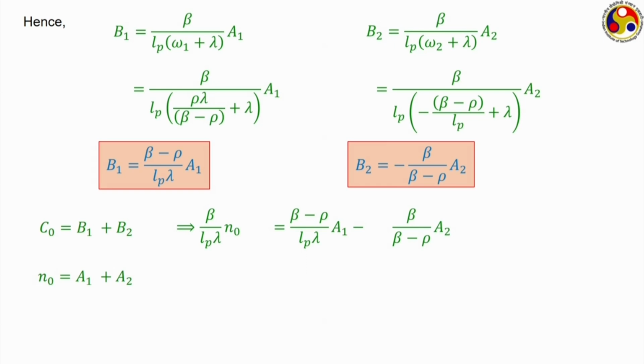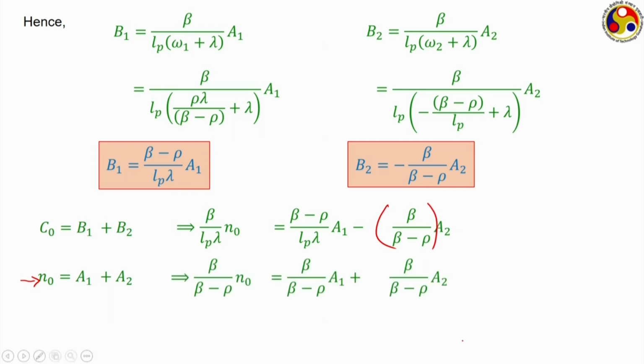So, let us multiply this equation of N naught is equal to A1 plus A2 with this particular factor. Then we have beta upon beta minus rho into N naught equal to beta by beta minus rho into A1 plus beta by beta minus rho into A2. These two equations, now we add them together.